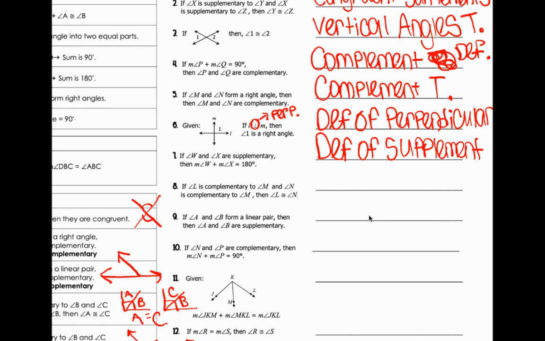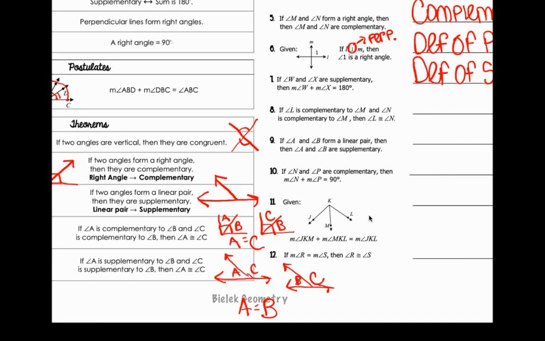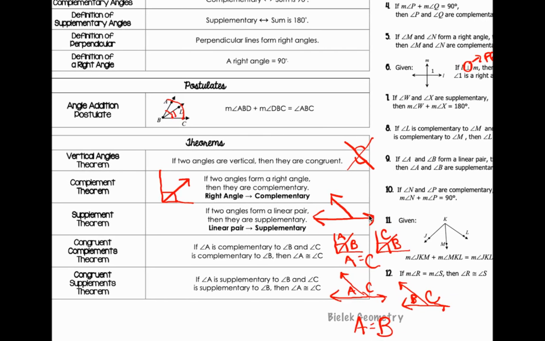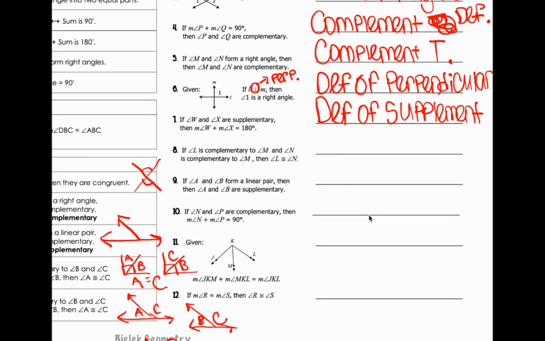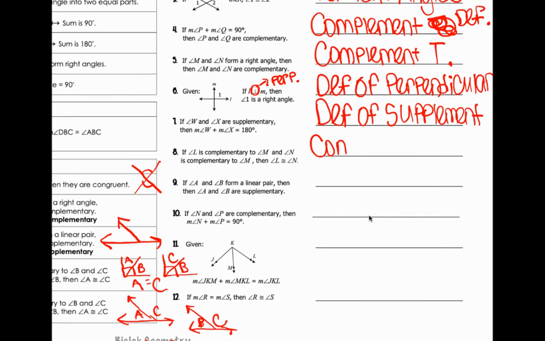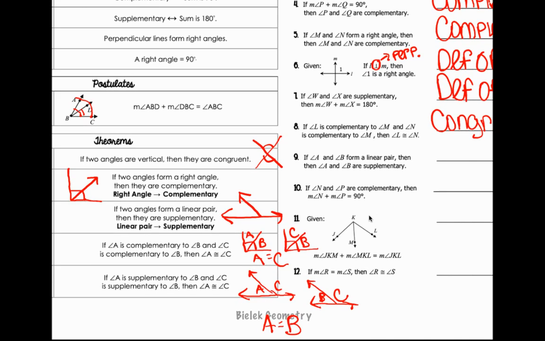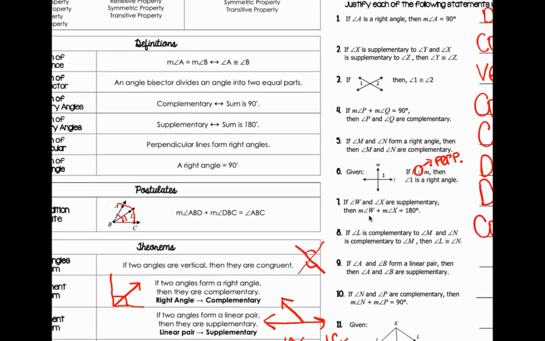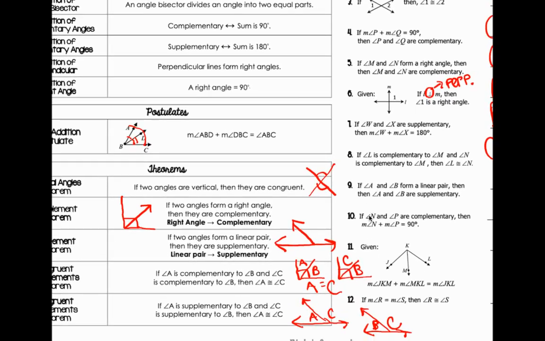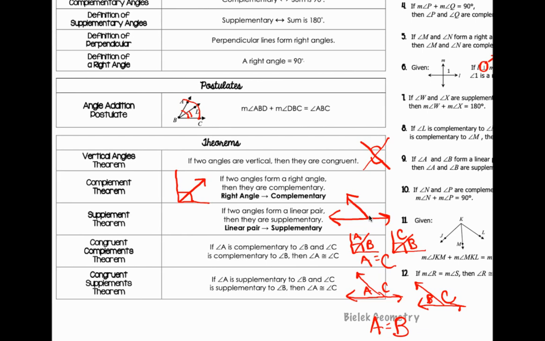If angle L is complementary to angle M and angle N is complementary to angle M, then L is congruent to N. So that is our second to last theorem here, the congruent complements theorem. If angle A and angle B form a linear pair, then A and B are supplementary. So that is our supplement theorem.